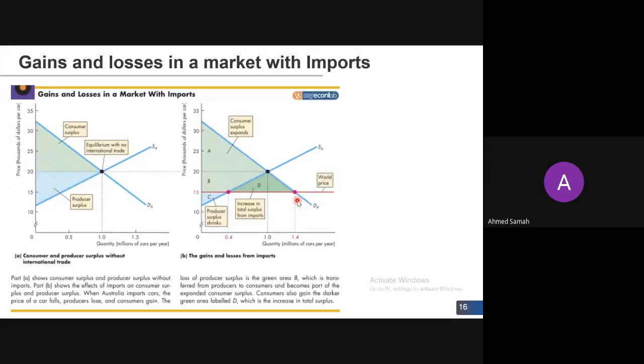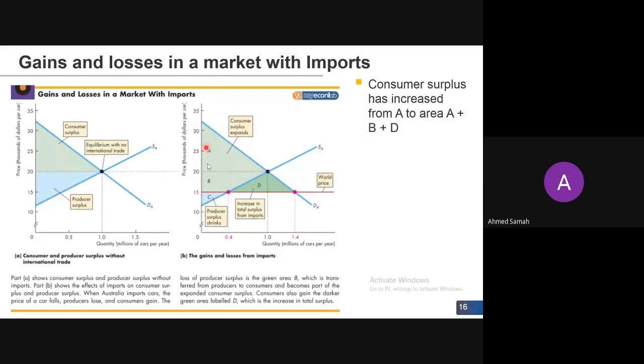So let's look at what happens to total surplus in the economy. This is before the trade, where we see a consumer surplus and a producer surplus. With the introduction of imports, the price has fallen. Because of that, the consumer surplus increases from the triangle A, and in addition the parts B and D are added to the consumer surplus.